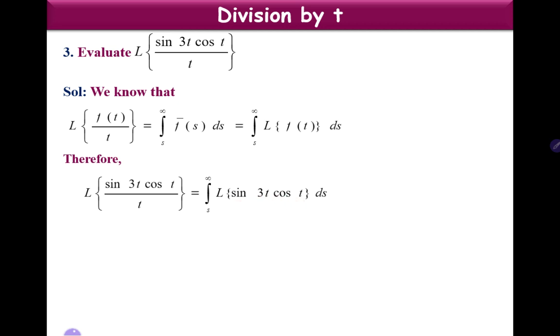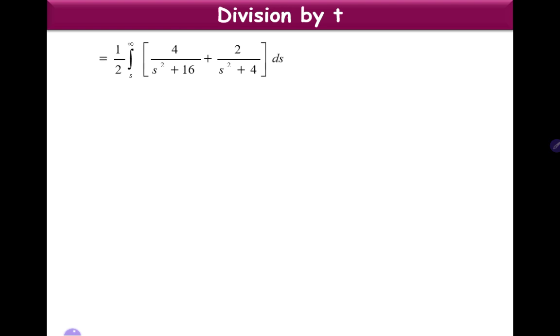So first let us multiply and divide the right hand side with 2, so that it gives 1 by 2 times integral s to infinity L of 2 sine 3t cos t ds. And 2 sine a cos b is sine a plus b plus sine a minus b. That is sine 4t plus sine 2t. Now L of sine 4t is 4 by s square plus 16, plus L of sine 2t is 2 by s square plus 4 ds.